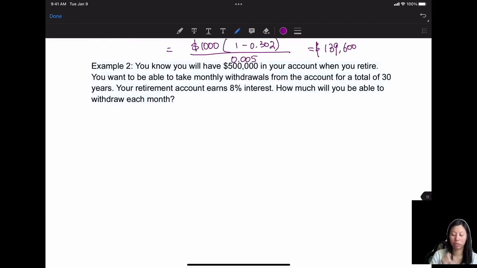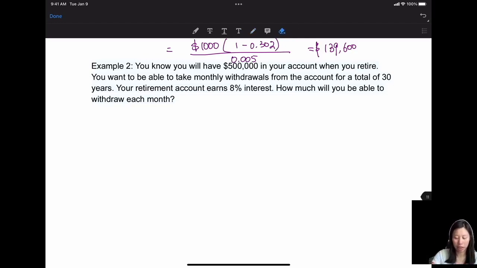So next, let's do another example. So you know you will have $500,000 in your account when you retire, and you want to be able to take money withdrawal from the account for a total of 13 years. Your retirement account earns 8% interest rate. How much will you be able to withdraw each month?